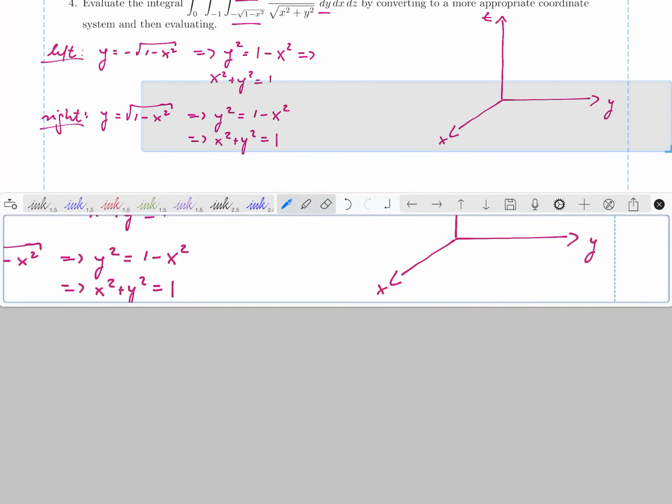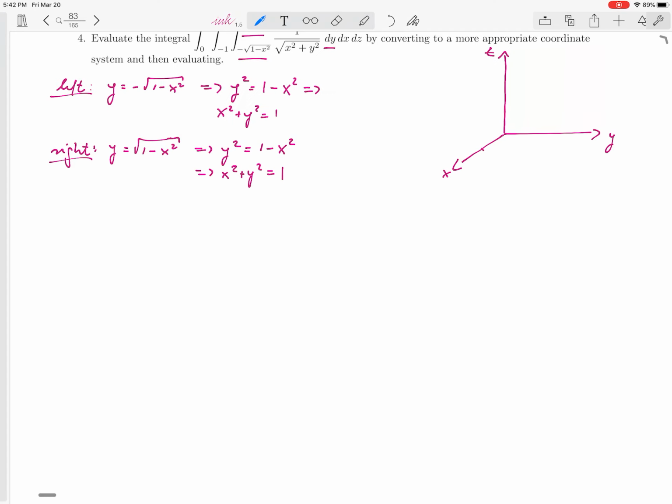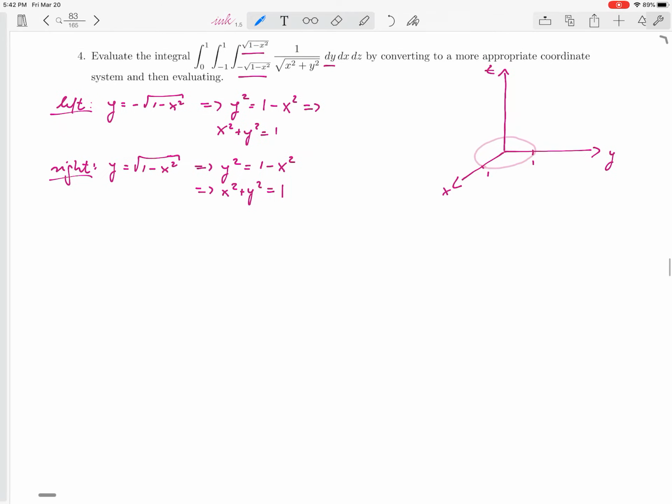So let's try to draw that. So I have 1 right here, I have 1 right here on the y-axis, and I'm going to draw a circle with that radius in the xy plane. And then I'm going to go up. And so I'm getting a cylinder like that. Now, the only question is which part of that cylinder are we interested in? And that's where the x and the z limits are going to help us.